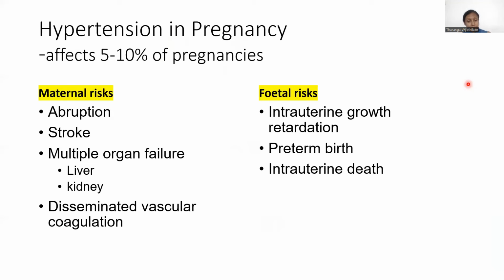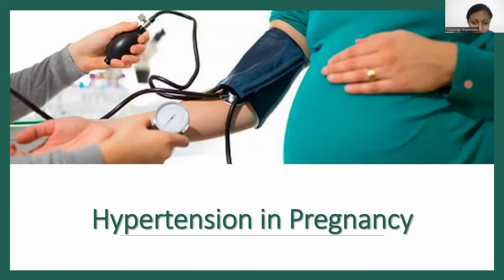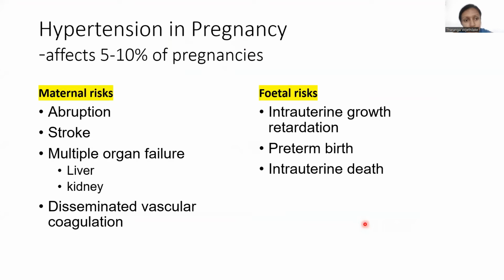Now, hypertension in pregnancy affects 5 to 10% of pregnancies. There are few risks to mother as well as to the baby. Now, if you do have any questions, please, as you were advised, you can put them in the chat, and at the end, we'll talk about it. So, maternal risks of hypertension are placental abruptions, strokes, organ failures. We can go into DIC. Babies can get IUGR, preterm birth, and IUD.